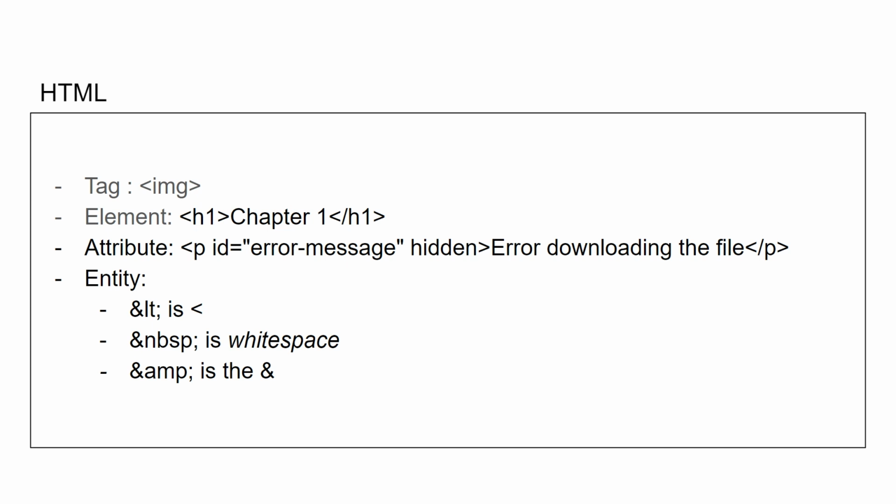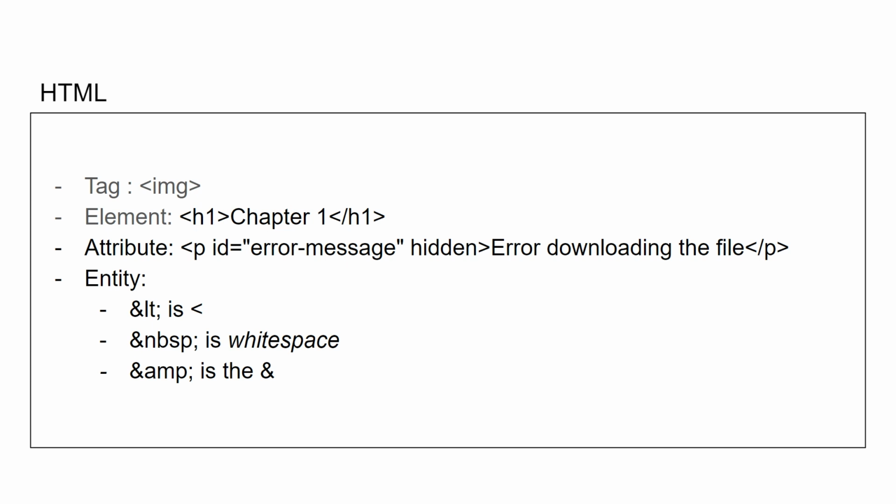Next comes entity. Entities are special text that should not be confused with HTML markup. Entities begin with the ampersand sign and end with a semicolon. For example, if you need to use the less than character in your document, you need to use ampersand lt semicolon. You can't just write the less than symbol because that will show the starting of a tag, as you have learned.